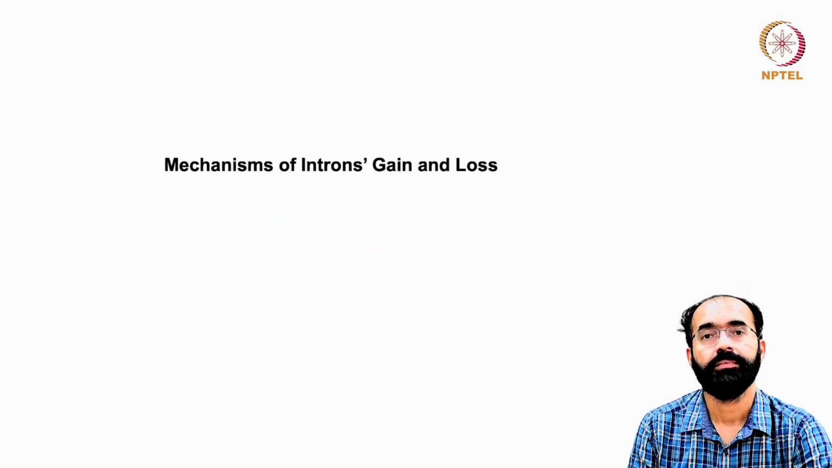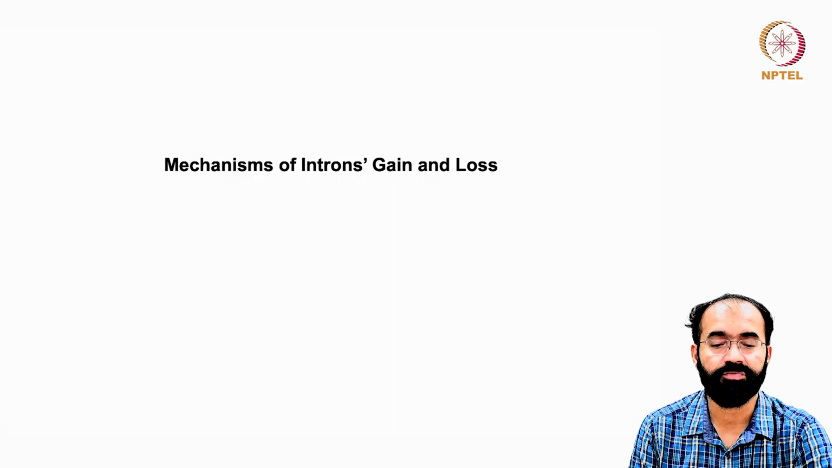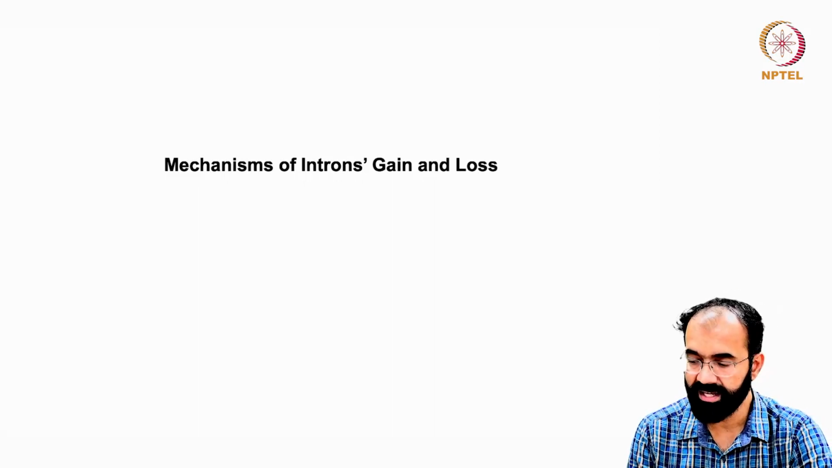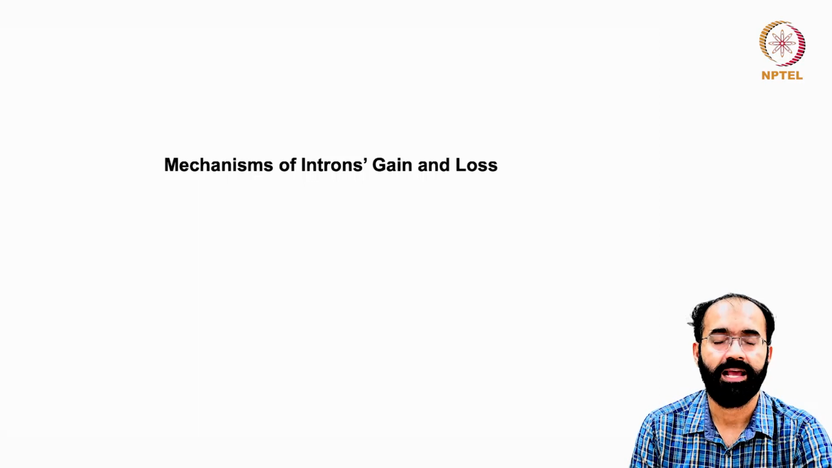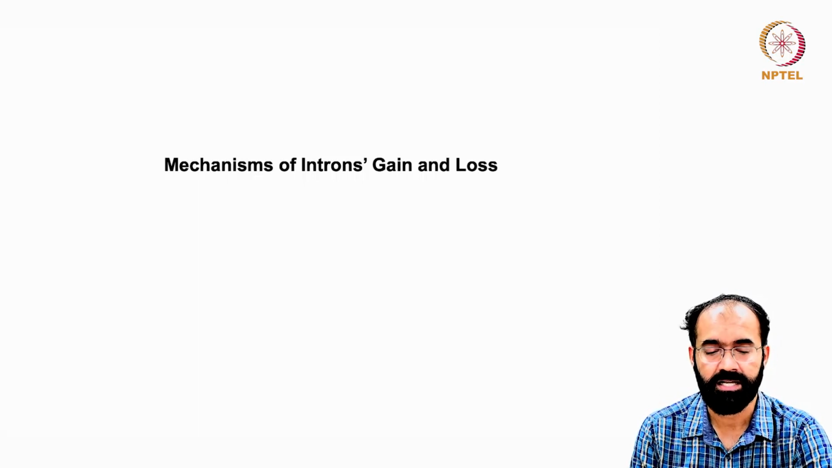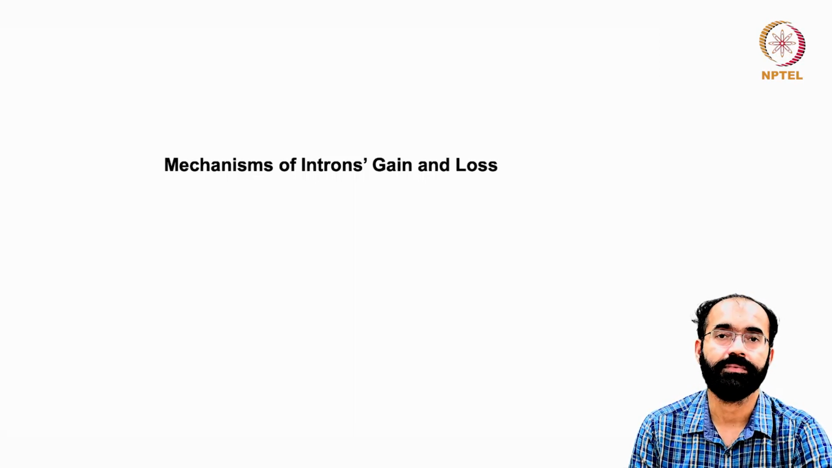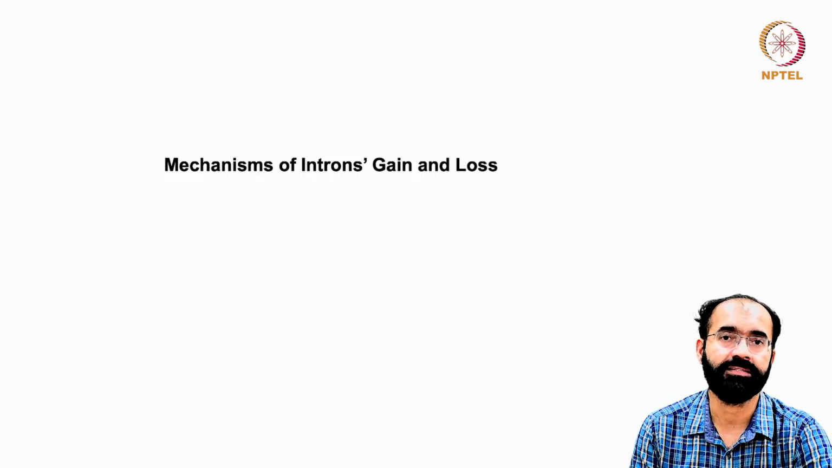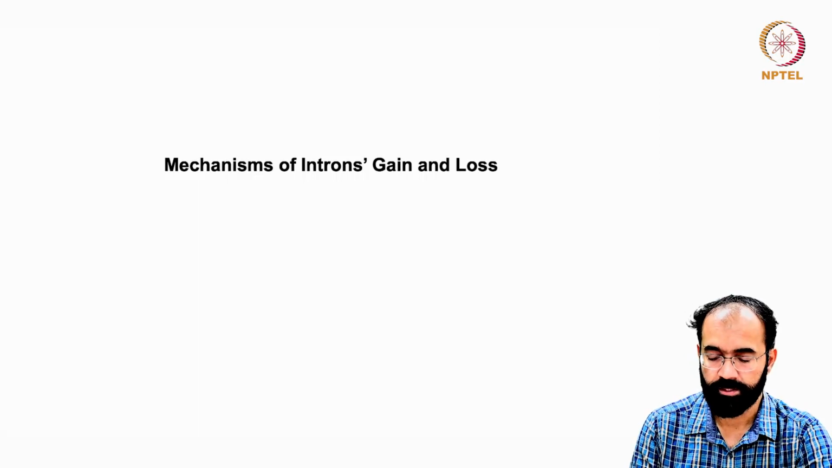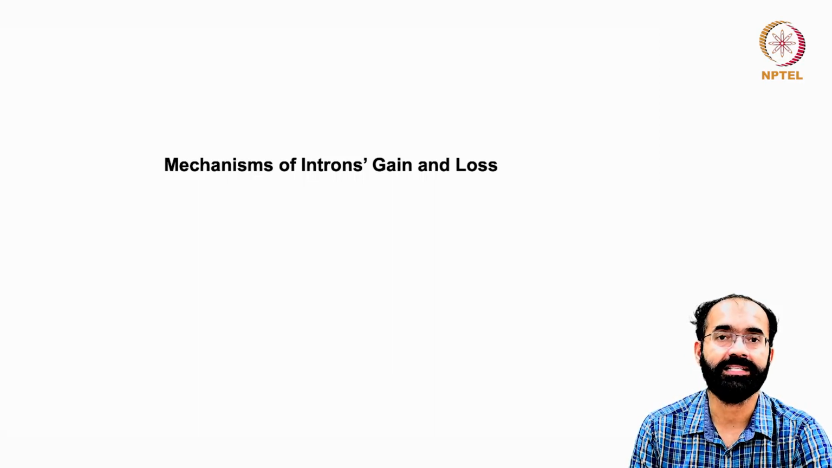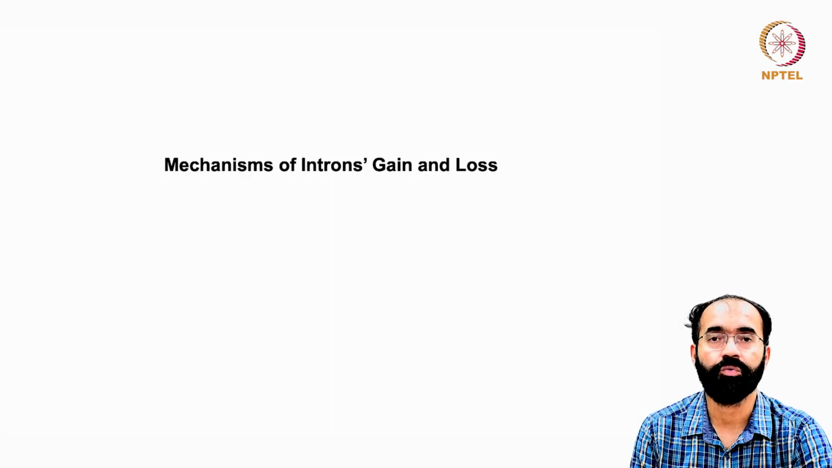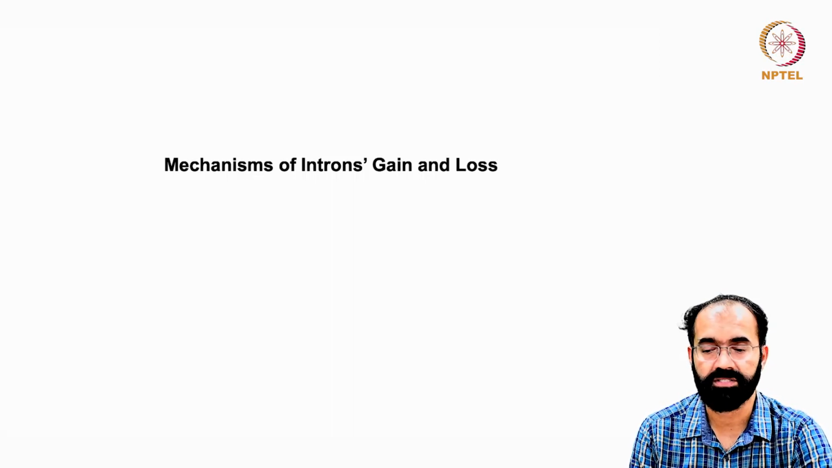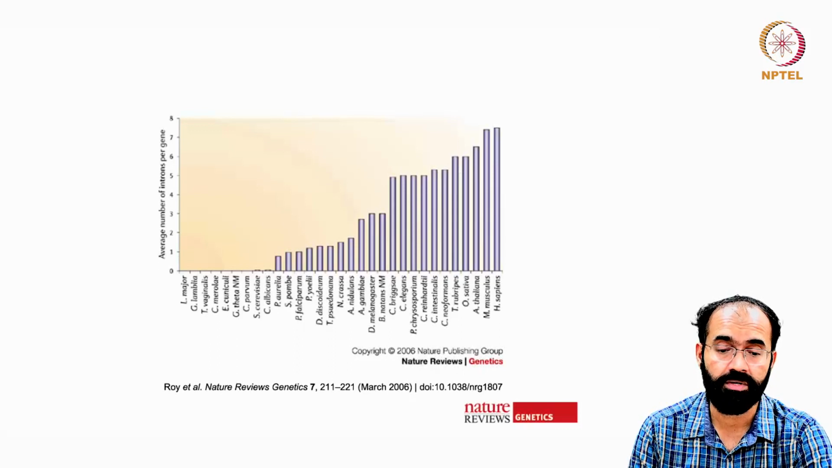So now let us address the mechanism of intron gain and loss. So far we have seen evolution of introns, evolution maintaining, gaining, etc. So let us see what are the ways in which introns can increase in a gene or in an organism. We know that humans have an average 7 to 8 introns per gene. So how can you increase or decrease the introns? How you gain or lose the introns is something important that we need to address.